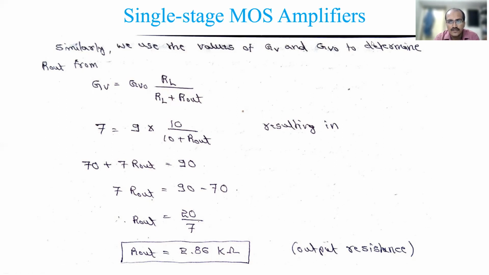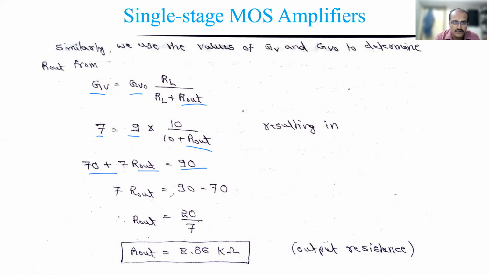Similarly, we use the values of GV and GV naught to determine the R out. In the previous problem, AV and AVO I used. Now GV and GVO I will use to calculate R out. This is the relation in the same manner: GV equal to GV naught, RL by RL plus R out. See, a similar kind of relationship. Substitute here: GV is 7, GVO is 9 from the first calculation, then 10 kilo ohm by 10 plus R out. Again, calculate the same way. So 7 into 10 is 70, 7 into R out is 7 R out, 10 into 9 is 90.